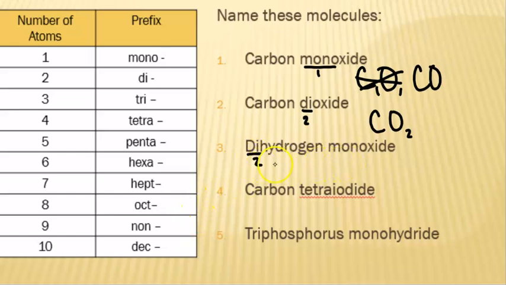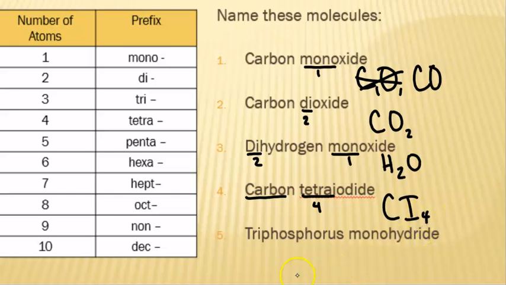Okay, di means two, so there's two hydrogens, so H2. And then there's one oxygen here. Oh, wow, that's just water. Okay, carbon, there's just one here. And so it is mono, carbon, just one C. And then tetra means four. So there's four iodines. Okay, triphosphorus. So that means three phosphoruses. P3. And mono means one. And so that is just hydride, is just right there.